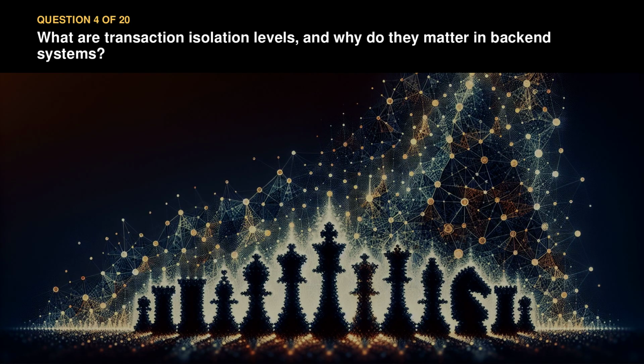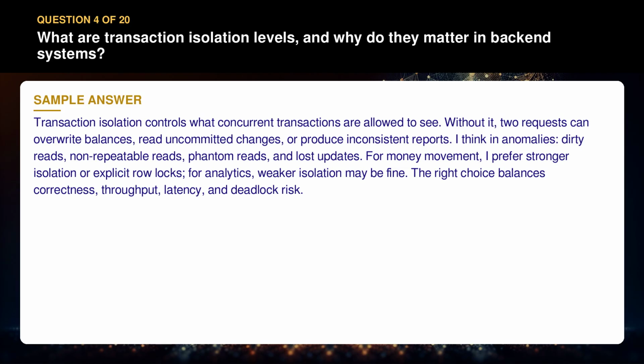Question 4. What are transaction isolation levels and why do they matter in backend systems? Transaction isolation controls what concurrent transactions are allowed to see. Without it, two requests can overwrite balances, read uncommitted changes, or produce inconsistent reports. I think in anomalies: dirty reads, non-repeatable reads, phantom reads, and lost updates.